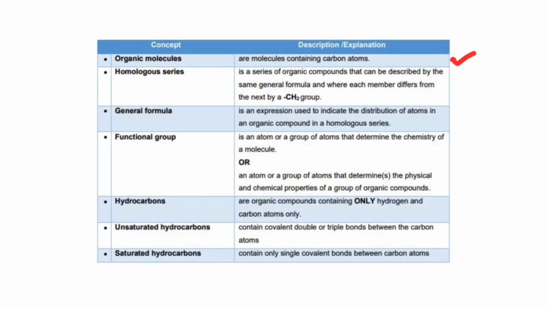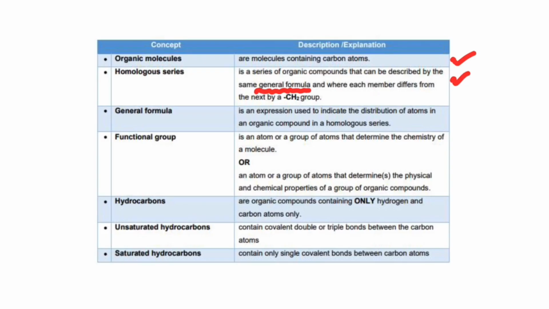And then the second term, homologous series, is a series of organic compounds that can be described by the same general formula. This may not make sense at this point in time, but as we progress through the video, it will definitely make sense. So, a homologous series is a series of organic compounds that can be described by the same general formula, right? We can say it's more of a function.